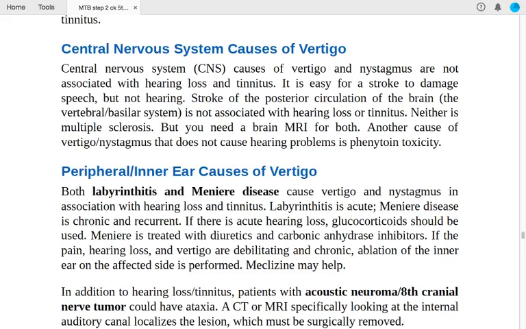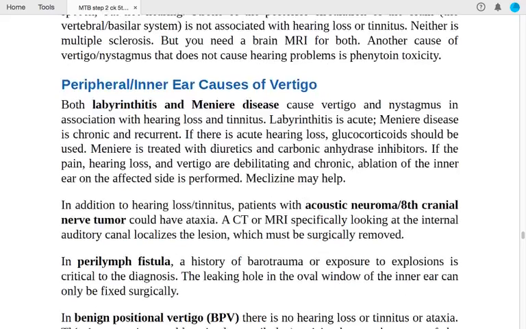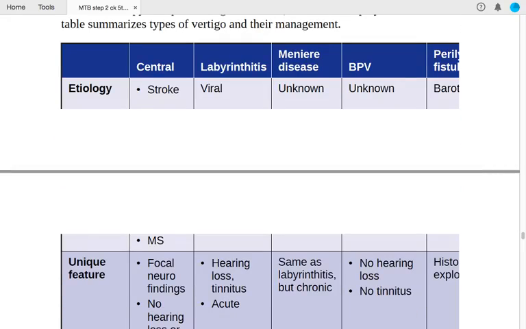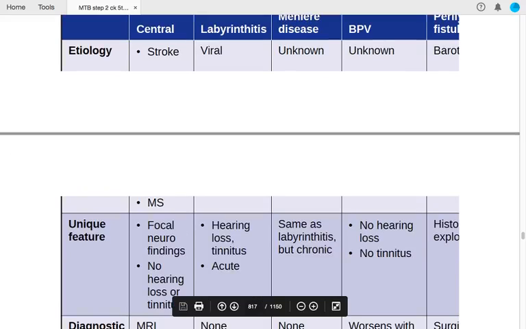Central nervous system causes of vertigo. In case of central nervous system, we are not concerned here about the hearing loss. Actually, we are concerned here about the vertigo. So in case of vertigo, from the central point of view, there are focal neurological findings we can see, but no hearing loss or tinnitus.